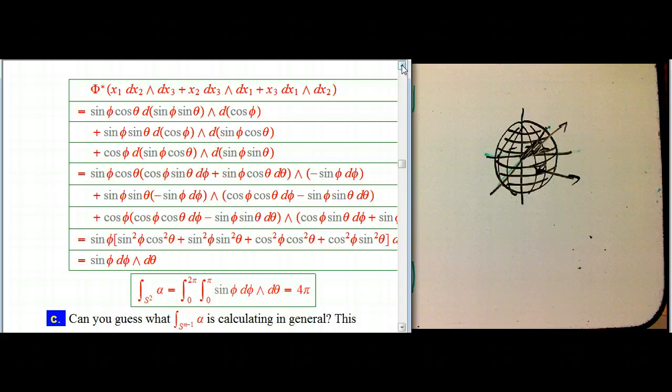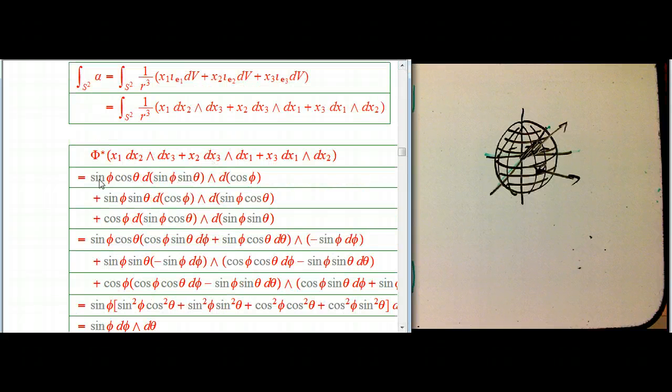So the usual parameterization of the sphere is x1 is sine phi cosine theta, x2 is sine phi sine theta, and x3 is cosine phi. I'm using the mathematician's convention, or one version of the mathematician's convention, where phi is the polar angle and theta is the azimuthal angle that goes around, sort of around the equator.